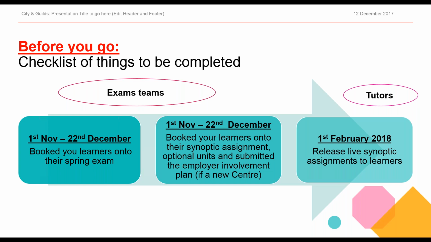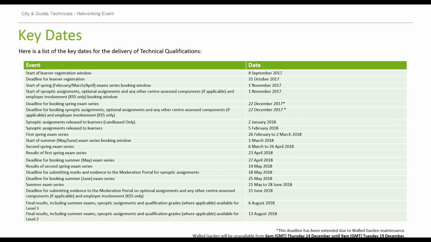And also you have to be able to submit your employer involvement plan if you are a new centre. Obviously you've got access to the synoptic assessments this year, for this academic year, and these can be released to your learners as from the 1st of February. But in your synoptic assessment packs, it will detail exactly when you can release it to your learners. It's usually 3 or 4 weeks before your first synoptic assessment will be taking place.